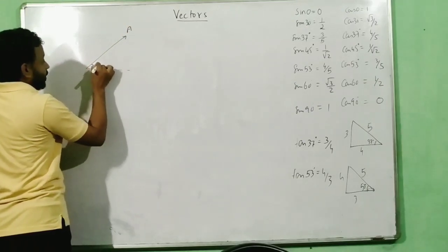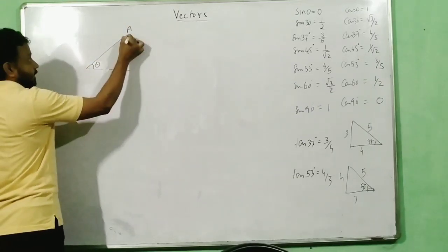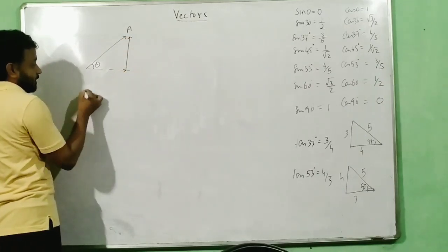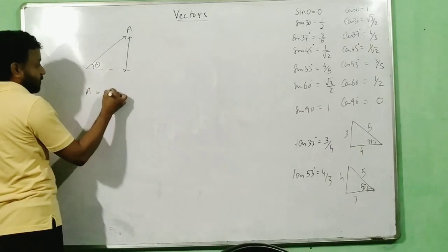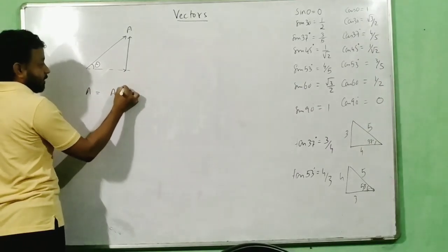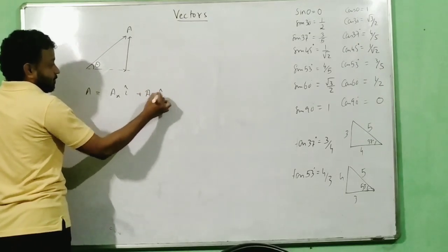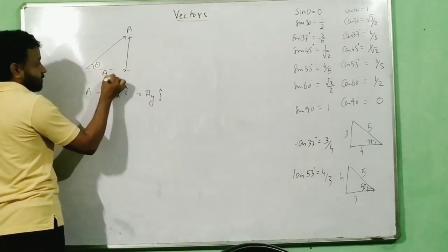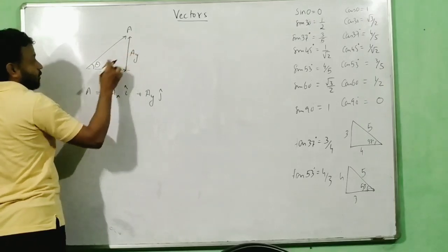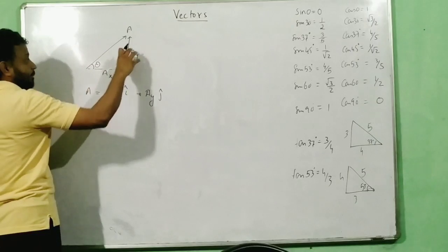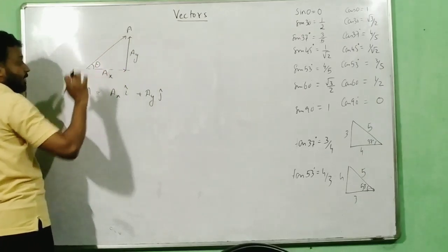and it makes an angle of theta with the horizontal. Then we know that we can write this vector A into two components. I can write this vector in the form of its x component in the form of i cap, plus its y component in the form of j cap. So this is my x and this is my y. What are x and y? Ax and Ay are the horizontal and perpendicular components of my vector A.